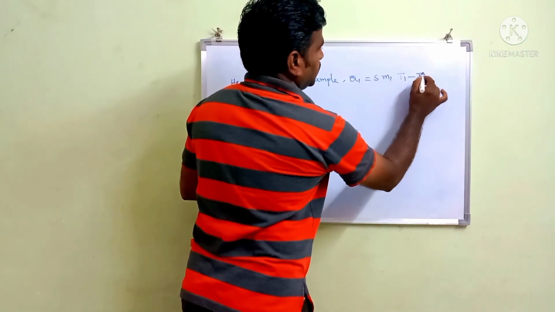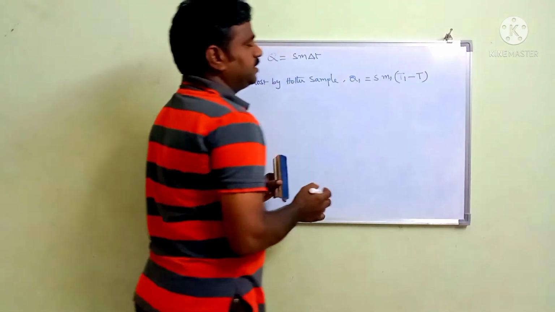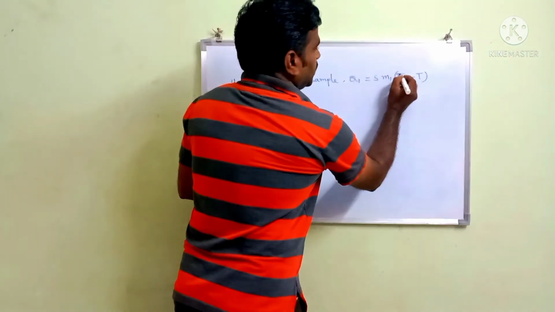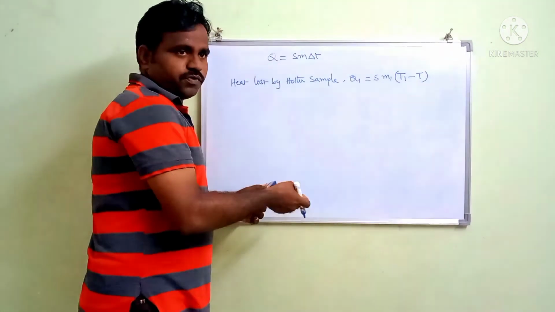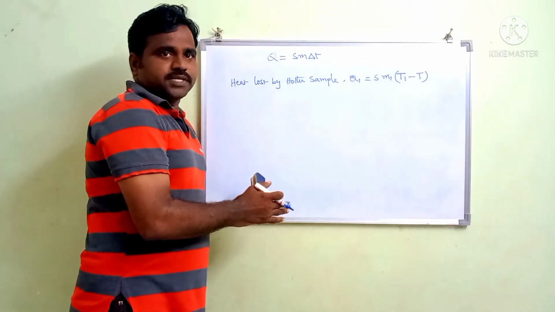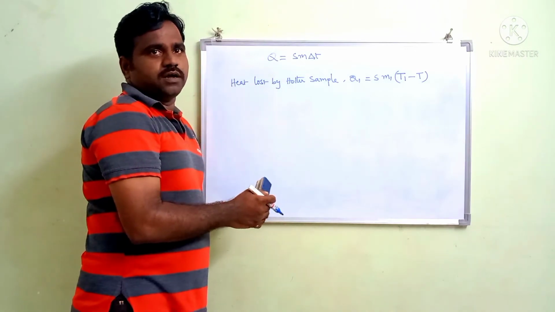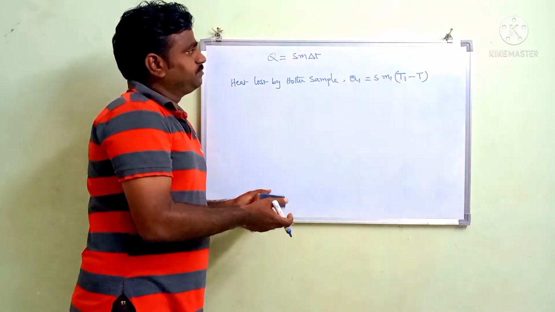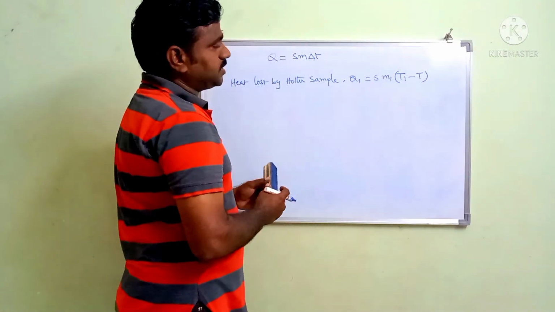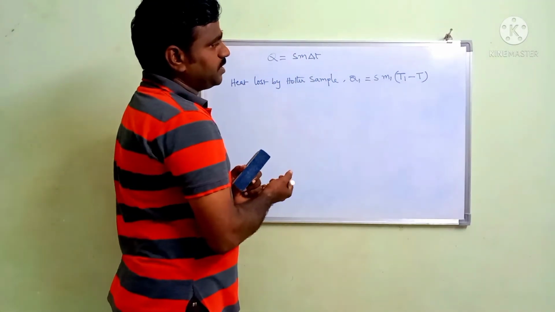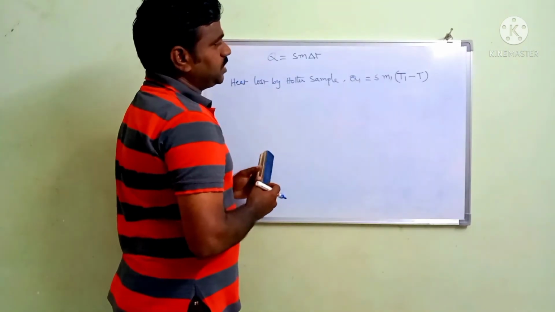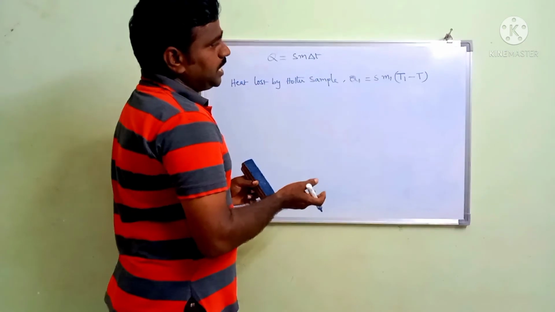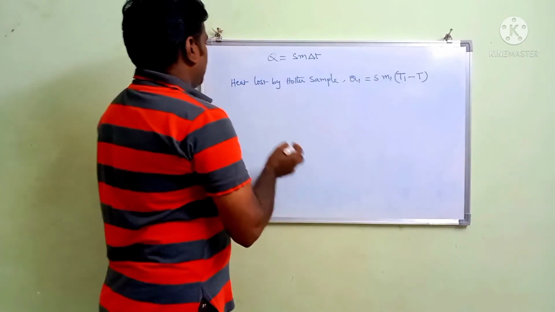T1 minus T. Why can you write it like that? Definitely the T1 temperature is more than the final temperature. Just before, you can say that the mixture temperature is always lower than the temperature of the hotter sample. So T1 is the temperature of the hotter sample and T is the temperature of the mixture. So the heat lost by the hotter sample, Q1, is equal to S m1 (T1 minus T).